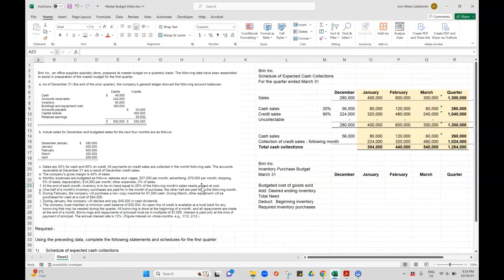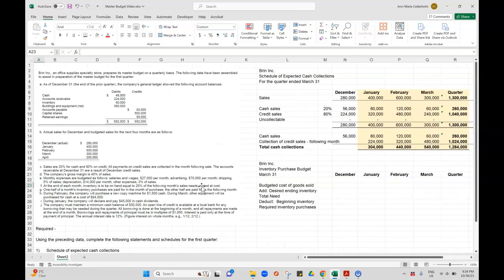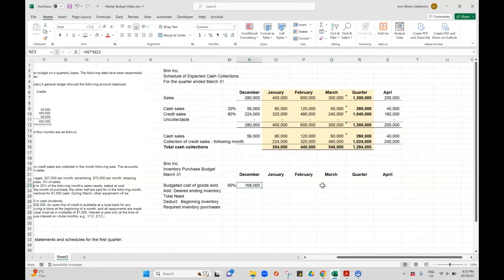Okay, so I'm trying to find the information here. It tells me that in Part D, the company's gross margin is 40% of sales. So I know that sales minus cost of goods sold equals gross margin. So the cost of goods sold has to be 60% of our sales because the gross margin is 40%. So if I go to sales and multiply that by the 60%, that gives me my cost. It makes sense that we are paying less than what we're selling it for because we like to make money.